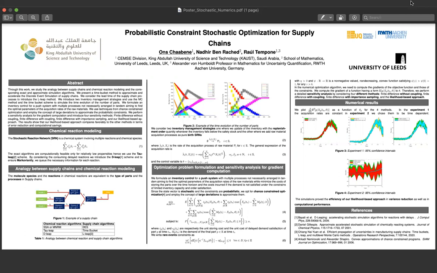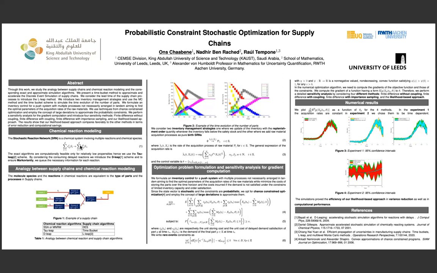In fact, in this work, we started by studying chemical reaction modeling. We introduced the stochastic reaction network, which is a system involving multiple chemical species and reactions, where each one of them is modeled as follows. And to simulate the exact path of a given stochastic reaction network, we can use exact algorithms such as SSA.